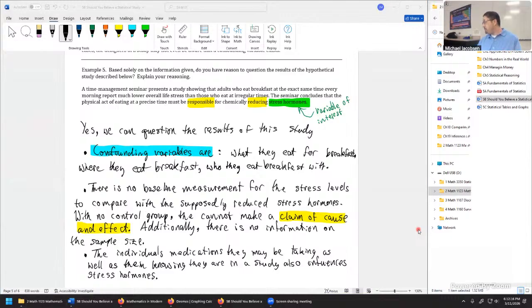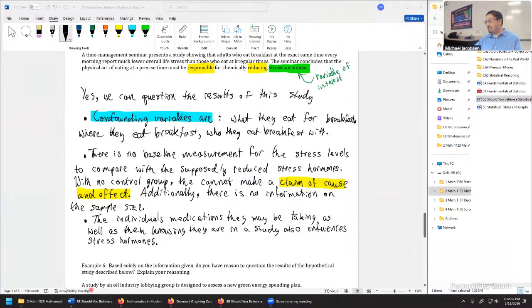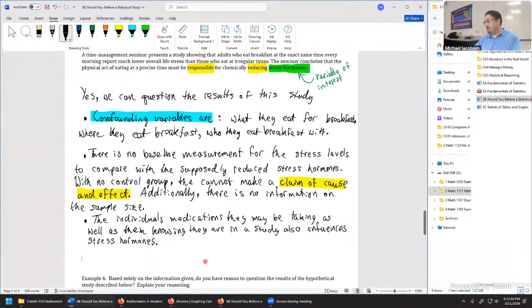Echo says it doesn't mention what time they eat. It could be 3 a.m. according to the unknown parameters of the study. Yeah, absolutely. They just say eat breakfast at the same time, but that could be 6 a.m., that could be 11:50 a.m., or 3 a.m. like you mentioned. Let's throw that in there as well.